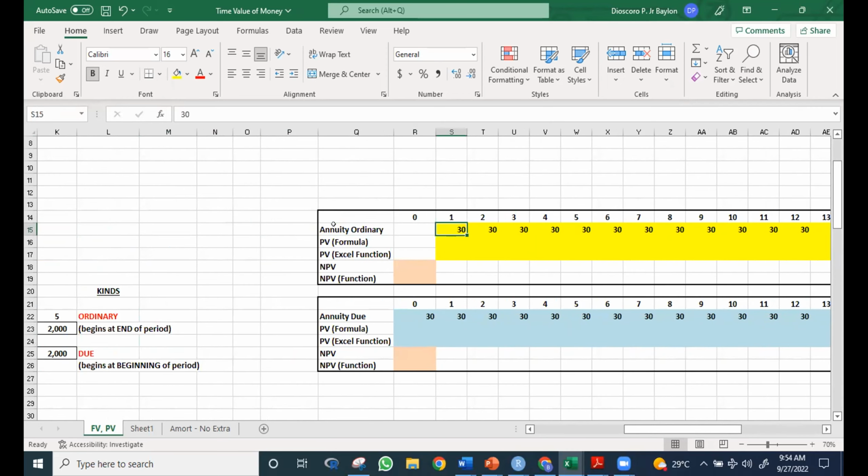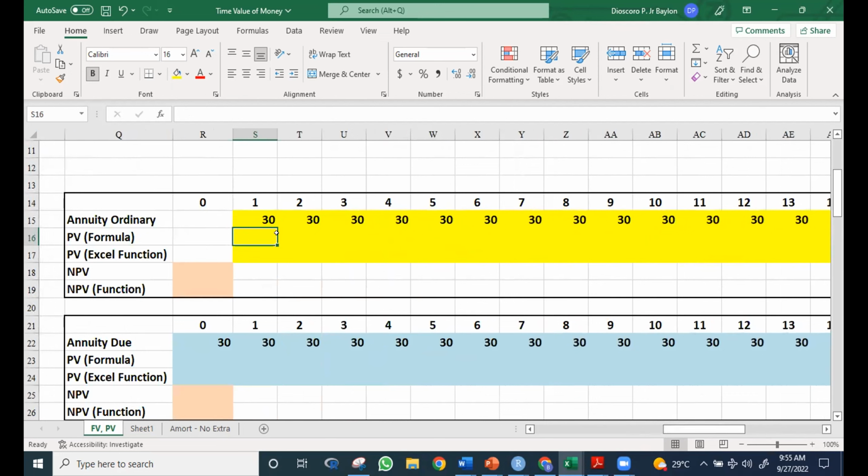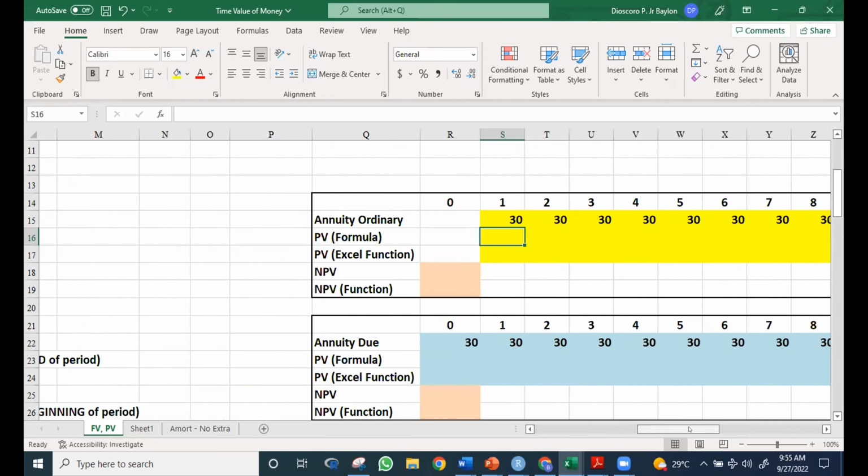Okay, so how do we compute that? There are several ways to do this. First, we can get the present value. So how much is 30 after 1 year? How much is it now? Now take note, we cannot add 30, 30, 30, 30. We cannot do that because they all belong to different time frames. So what we can do is to get the present value of this.